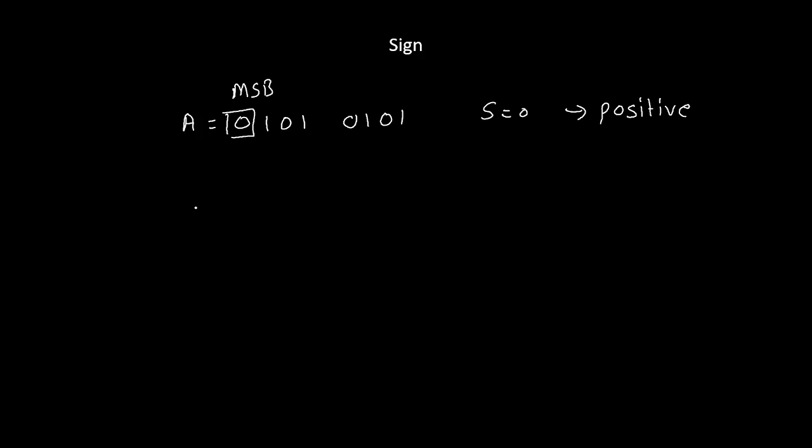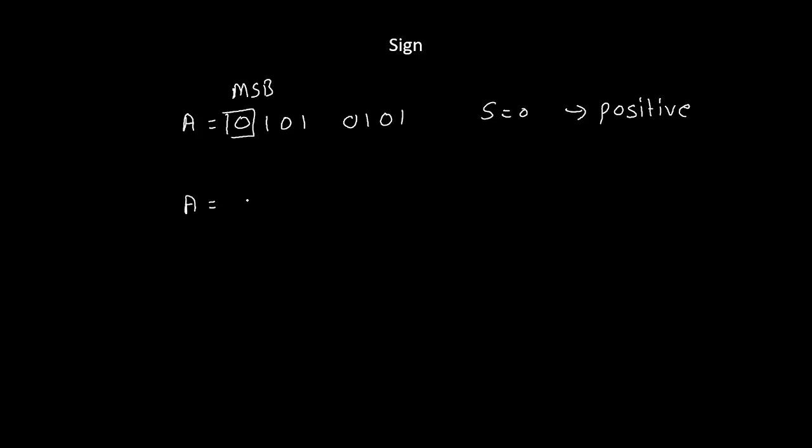Then, what is the sign flag? The sign flag will tell us whether the answer was positive or negative. It's very simple. It will follow the MSB of the accumulator. Suppose the accumulator is 0101 0101. Here the MSB is 0, so our sign flag will become 0 and this is a positive answer. This will indicate that our answer is positive.